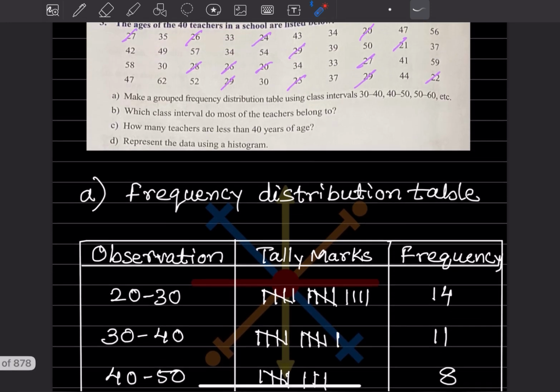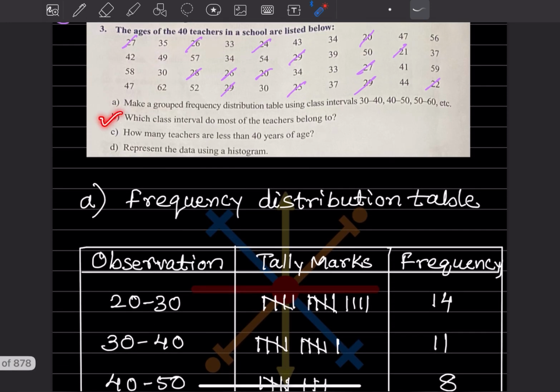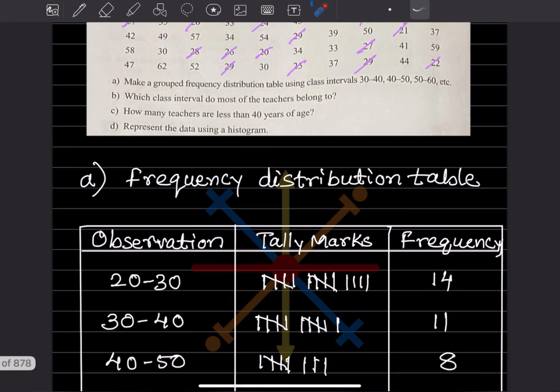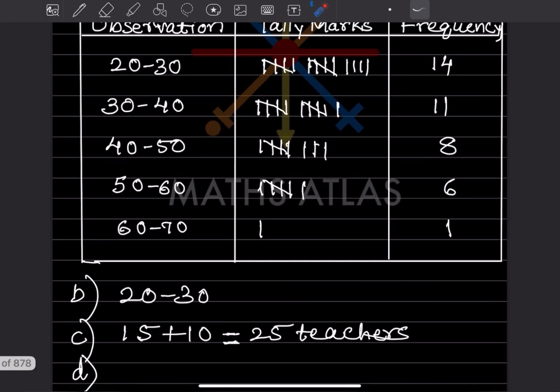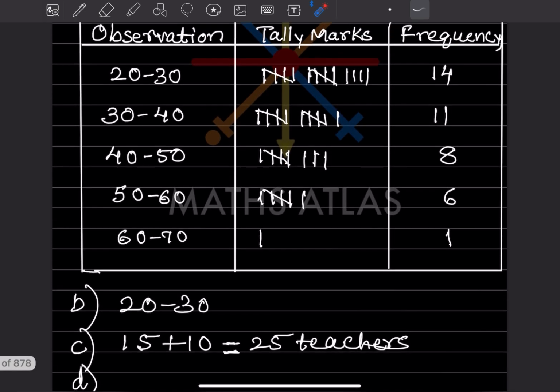Now let us see the next question. They said, which class interval do most of the teachers belong to? Can you see which class most of the teachers belong to? Here the frequency is 14. So which is that class? This is the observation, meaning the class interval. So that is 20 to 30. It's not minus, but in the range of 20 to 30.